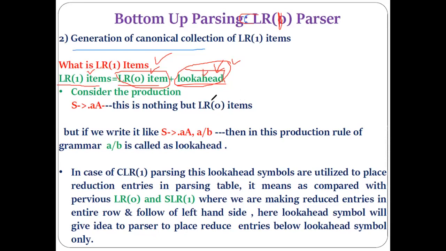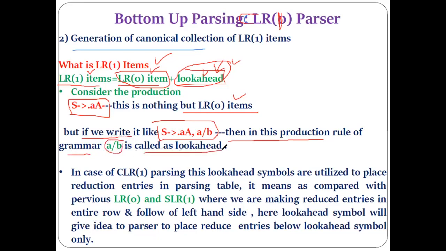Now how to generate this look ahead symbol in case of the LR1 item, that is what we have to focus on here. Suppose this is the production given: S derives dot AA. This is an LR0 item, because an LR0 item is one where the dot is present at some position on the right hand side of the production. But if you write the production rule like this, S derives dot AA, comma A by B, then this A and B are called the look aheads. The whole earlier part is our LR0 item.